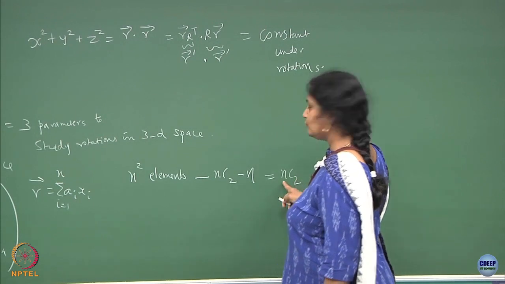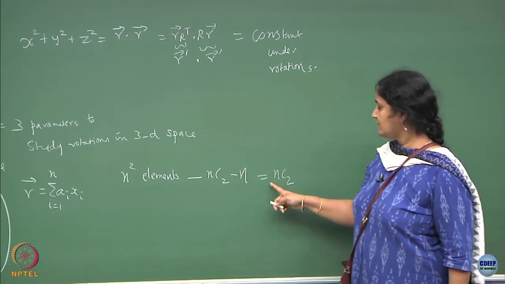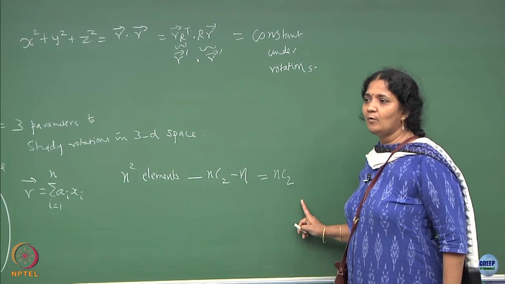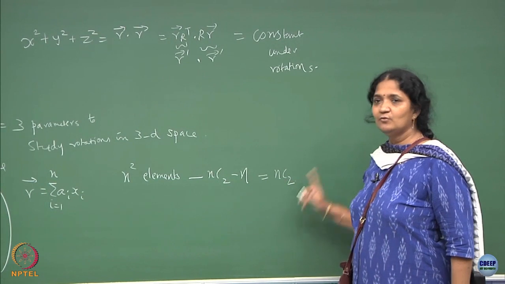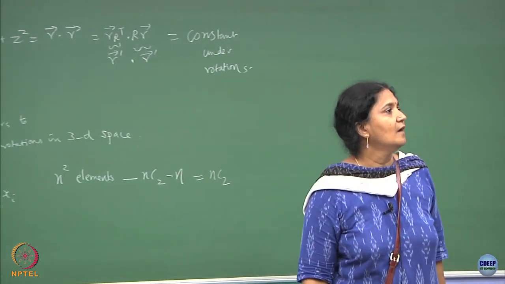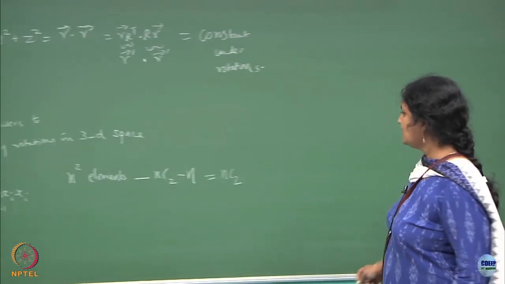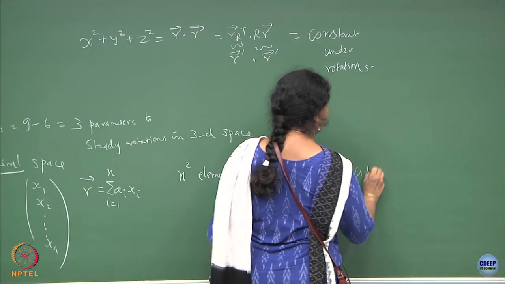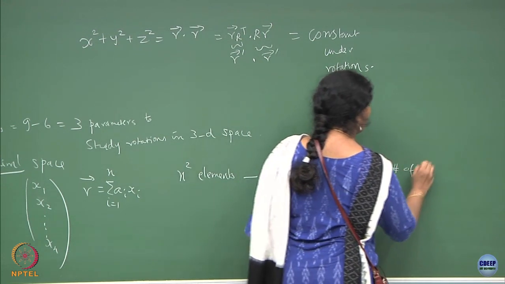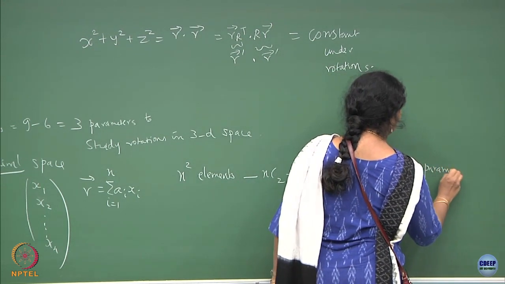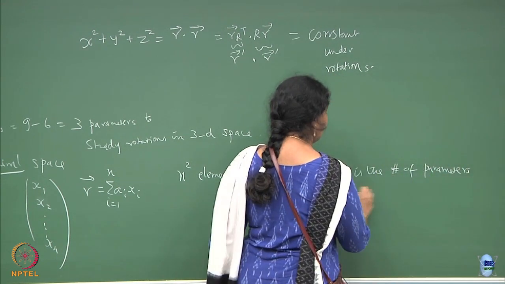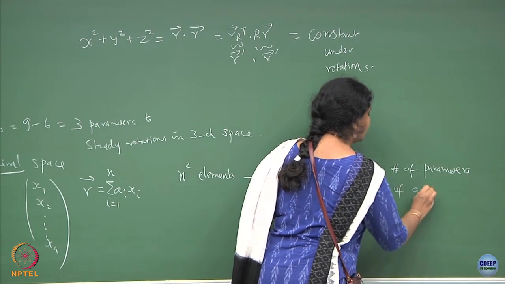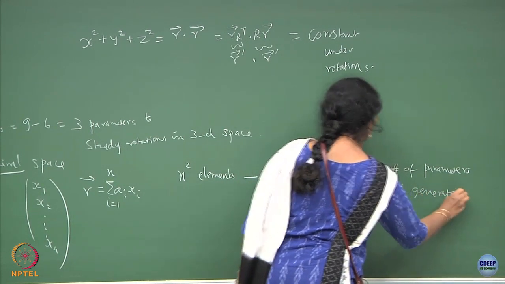So, what is that going to be? For n is 2, 2C2 is 1. For n is 3, 3C2 is 3. For n equal to 4, how much is it? 4C2 is 6, and so on. Okay. So, NC2 is the number of parameters, which is also equal to the number of generators. Okay.